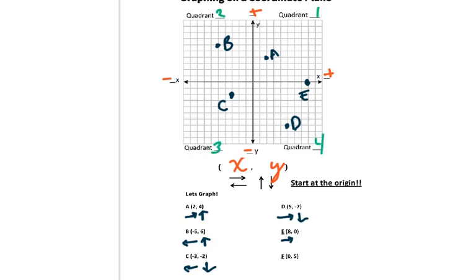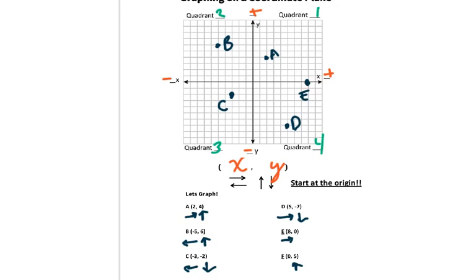Okay, last but not least, letter F. In letter F, very similar to letter E, we have a 0 for x. That means we don't go right and we don't go left. But we do have a number in the y. It's a positive 5, so that means the second number is positive. We would go up. So I'm going to draw an up arrow on my 5.